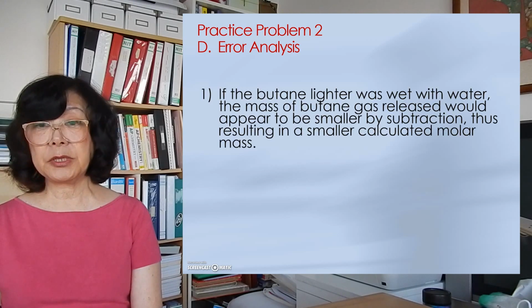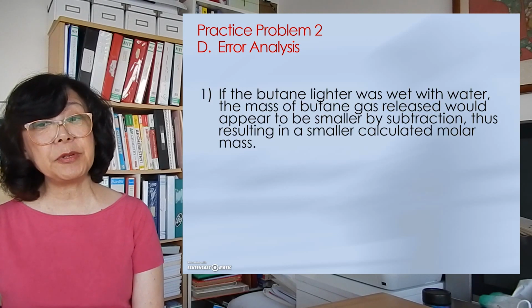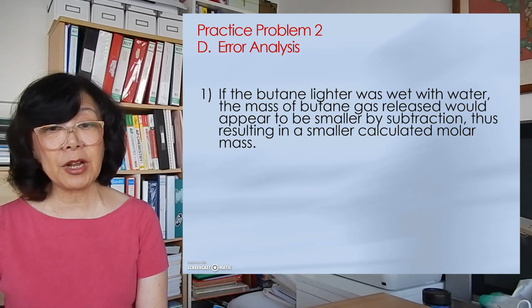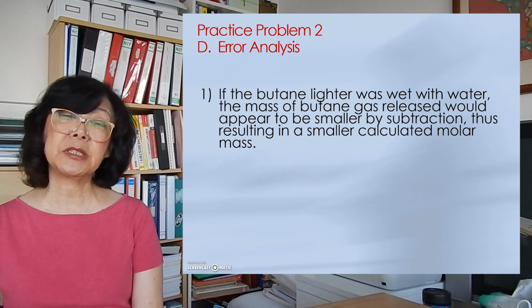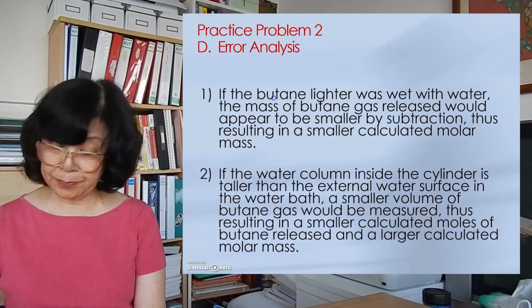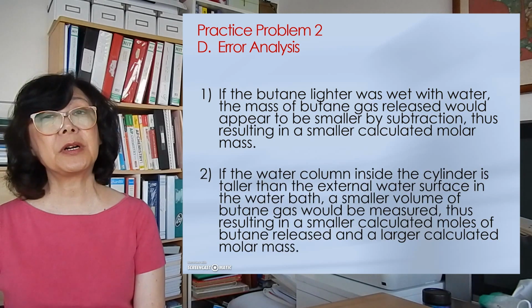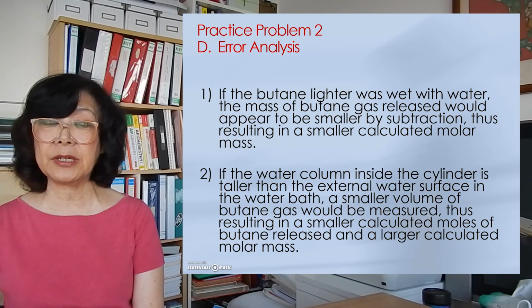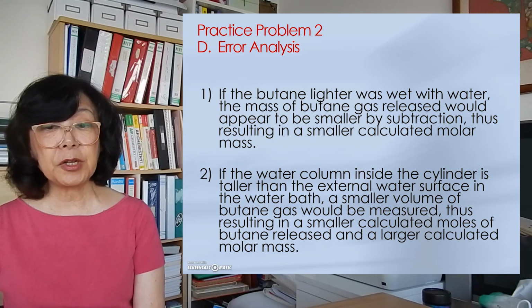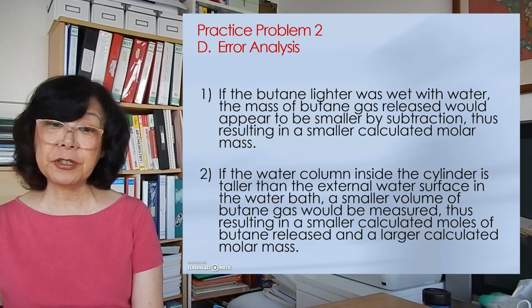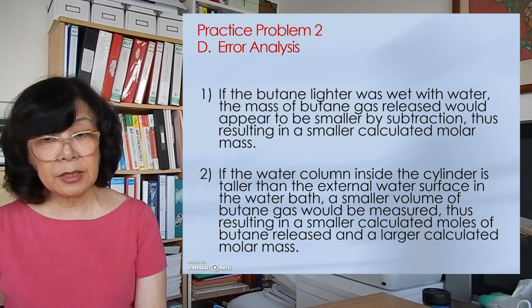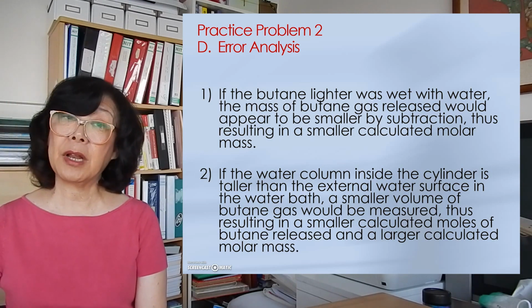If the butane lighter was wet with water, the mass of the butane gas released would appear to be smaller because we did it by subtraction, and therefore resulting in a smaller calculated molar mass. If the water column inside the graduated cylinder is taller than the external water level, that means a smaller volume of butane gas would be measured, therefore resulting in a smaller calculated moles of butane released and a larger calculated molar mass.